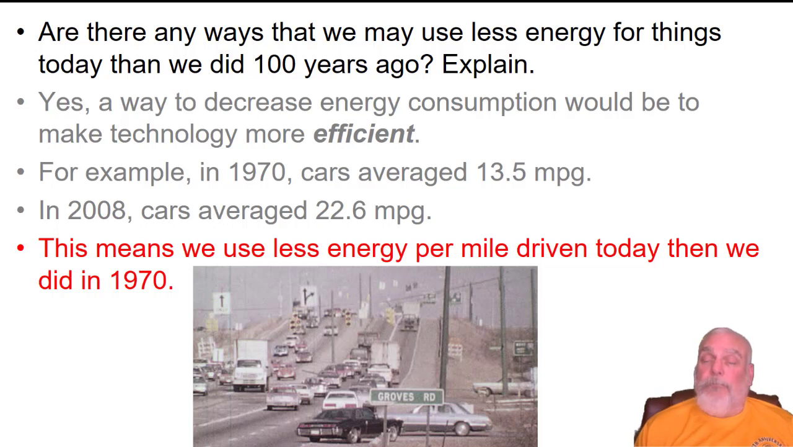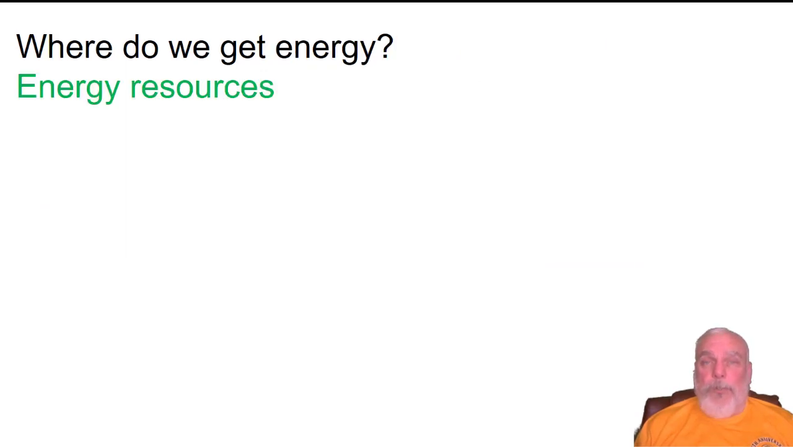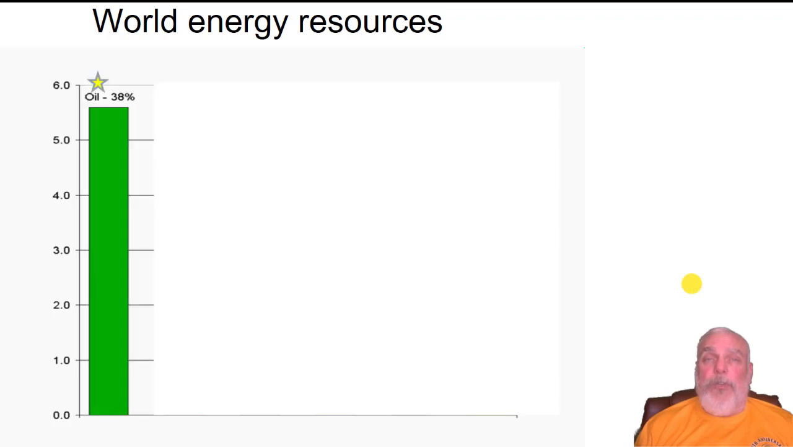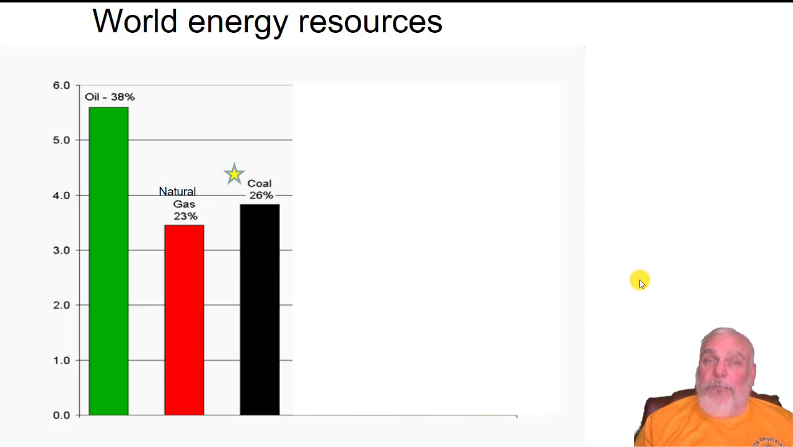That's pretty good. Where do we get the energy that we use? What are those energy resources is the term that we're looking at. Energy resources is a topic that we're going to study in more detail very, very soon. But let's take a look at world energy resources. What are the most common places that we get fuel to make energy? Well, number one by far is oil, sometimes called petroleum. We also use a lot of natural gas, and we use a lot of coal.